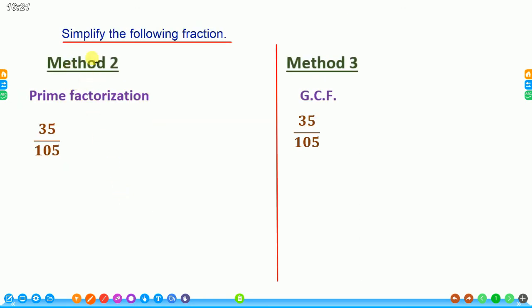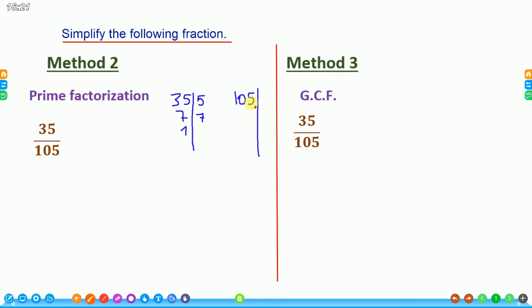Now let's solve this example. Simplify the following fraction. We will use method 2 and method 3. First, let's start with the prime factorization method. To simplify 35 over 105, let's write 35 and 105 in the form of product of prime factors. So here we can't simplify by 2 and 3. We only divide by prime numbers. We can by 5. 35 divided by 5 equals 7. 7 divided by 7 equals 1, and we are done.